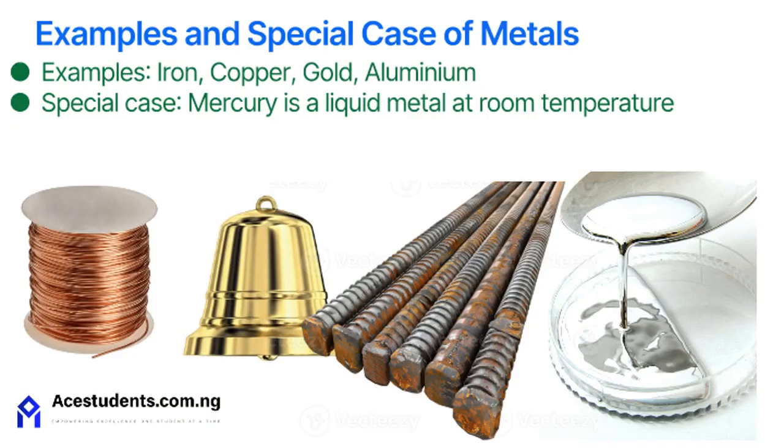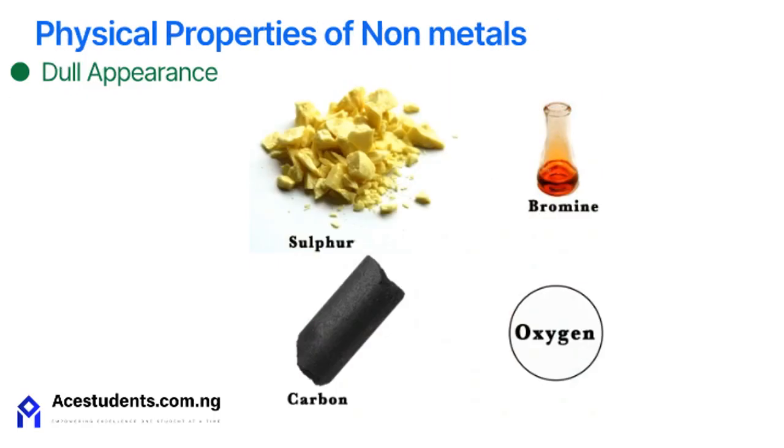Next, we will explore the physical properties of nonmetals. Nonmetals usually have a dull appearance. They do not reflect light well, so they lack the shine or luster that metals typically have. However, there are exceptions. Iodine and graphite can appear shiny under certain conditions.